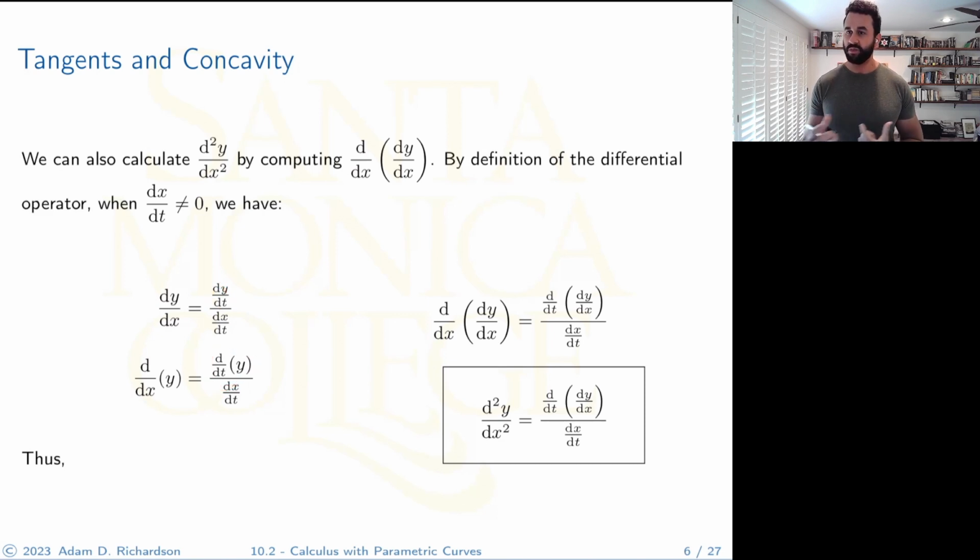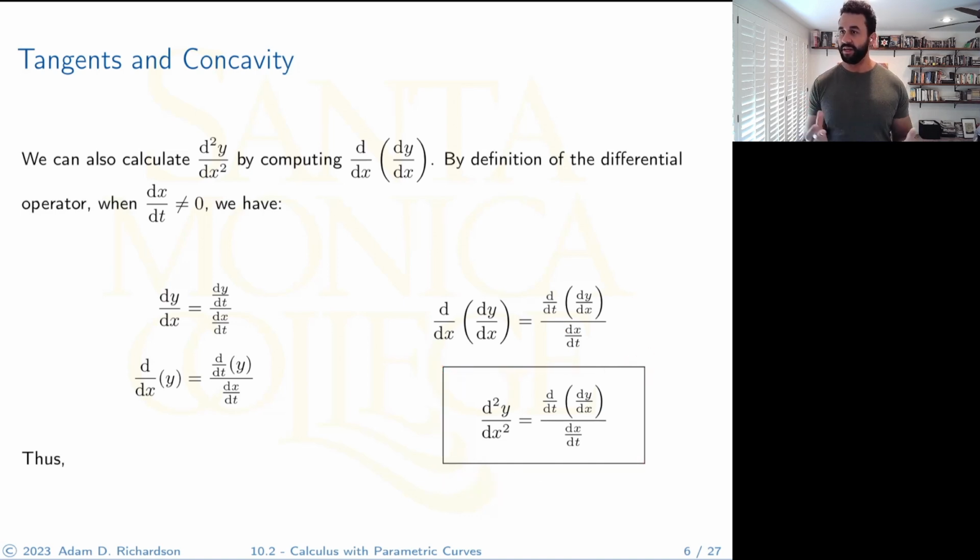The reason I've written it this way is because now you can see where y is coming into play. If we want to find the second derivative, what we're going to do is replace y with dy dx. And that's what's happening here. So how do you compute the second derivative? You differentiate dy dx with respect to t, and then it's all over dx dt. And that gives us this formula right here.